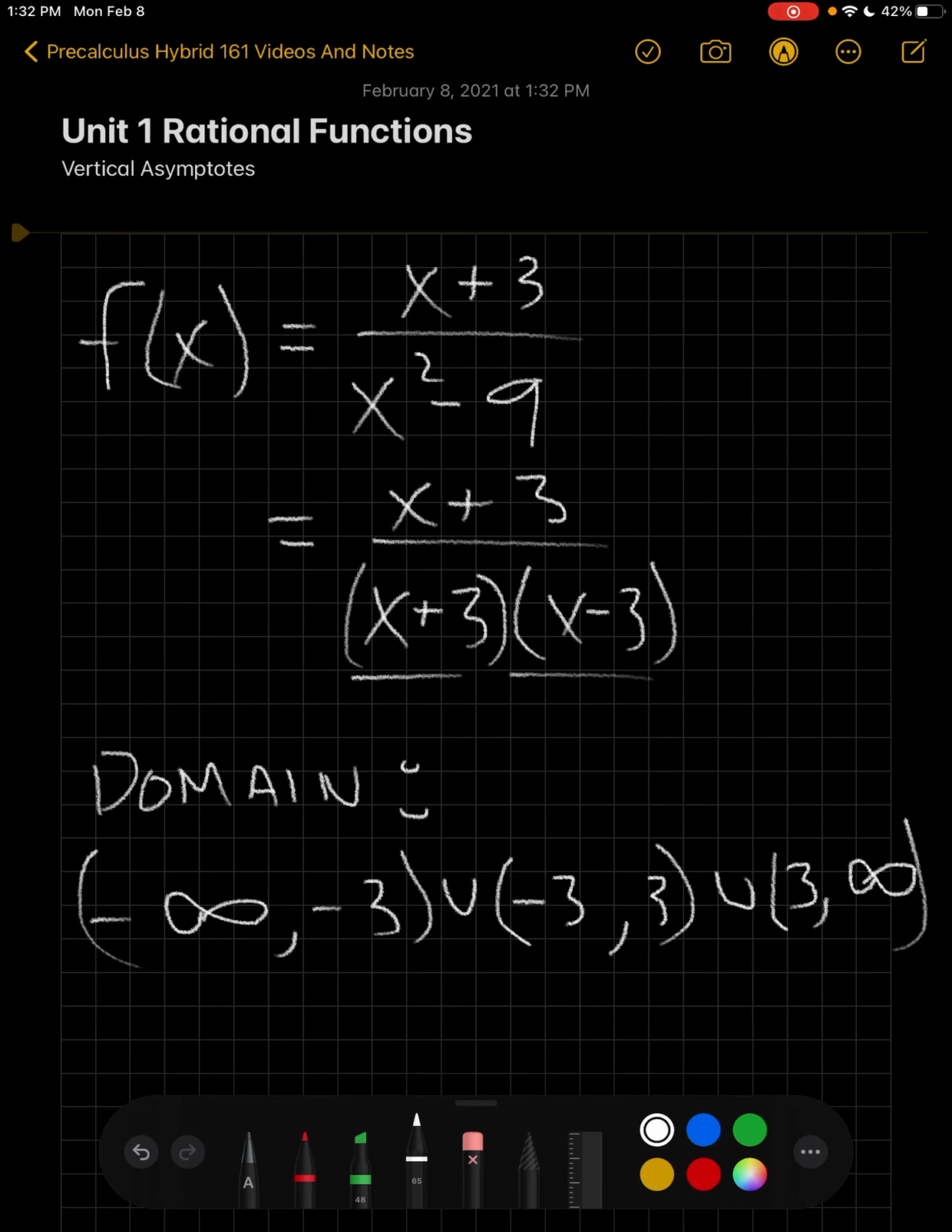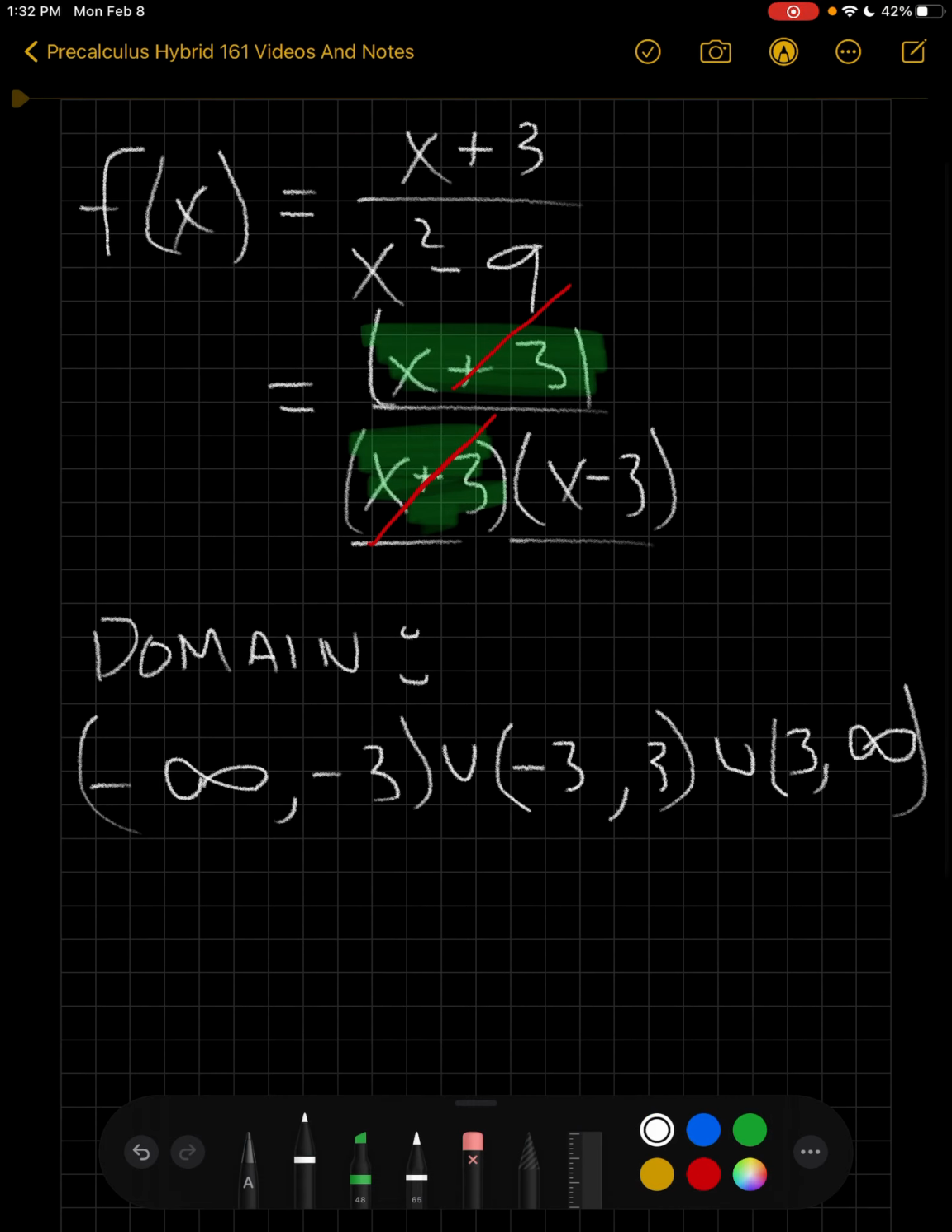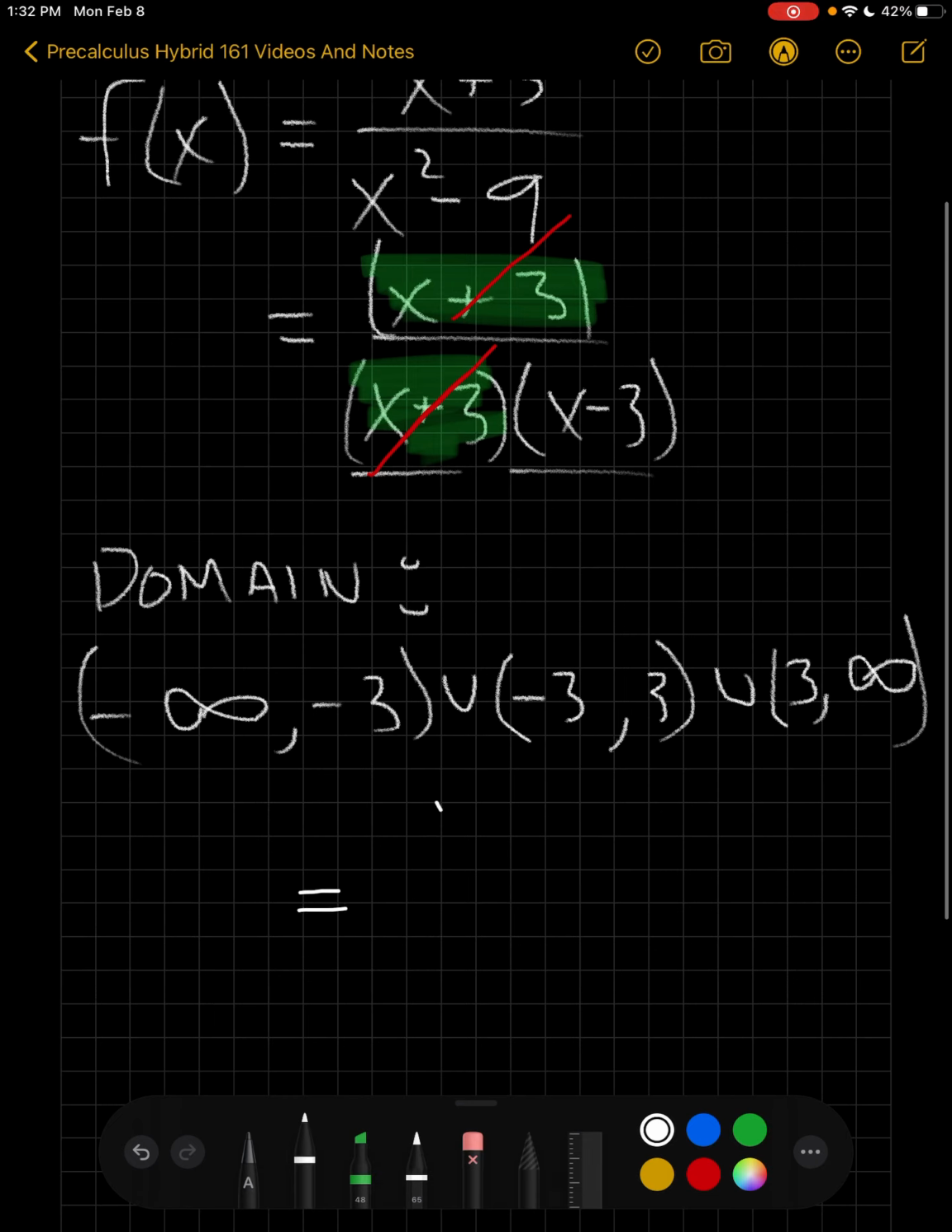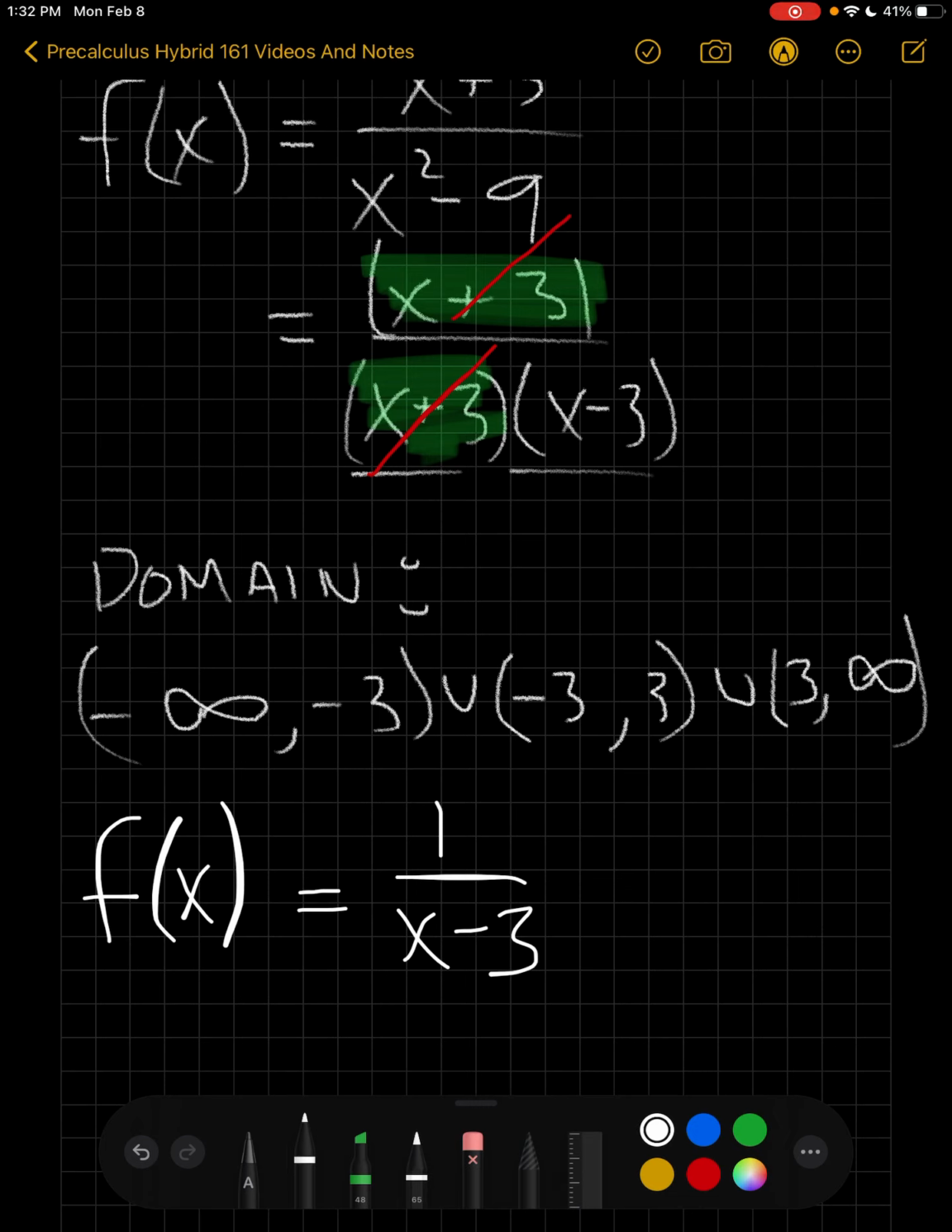So that's our domain. But then notice here we identified that we actually have a common factor of x plus 3 in the numerator and denominator that we're free to cancel out. The last video goes into a little bit more detail with this. And so we're able to write our function actually as 1 over x minus 3. This is our fully simplified version of f of x. So what happens when we try to graph this function?